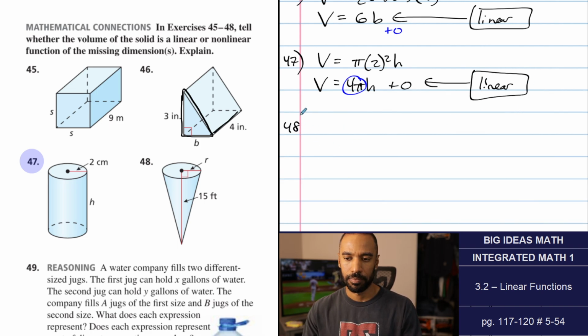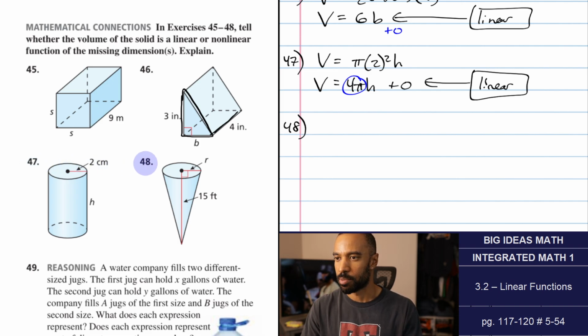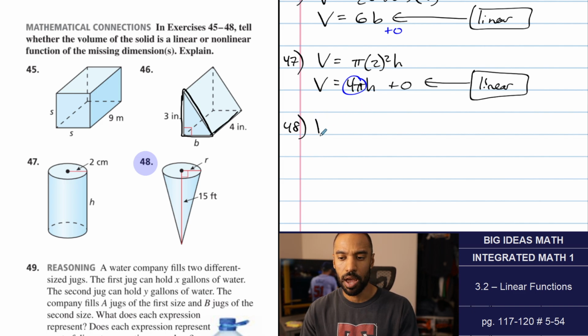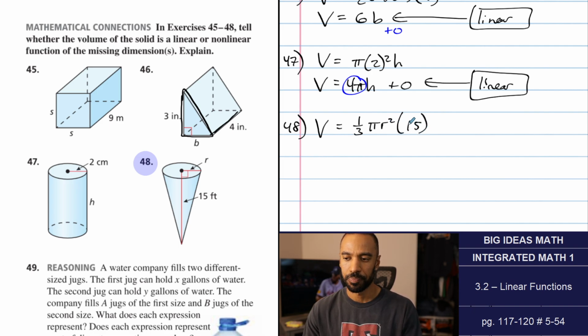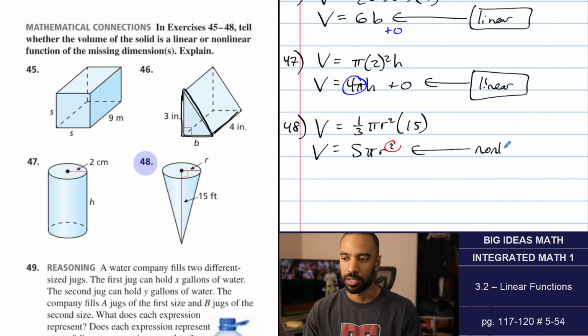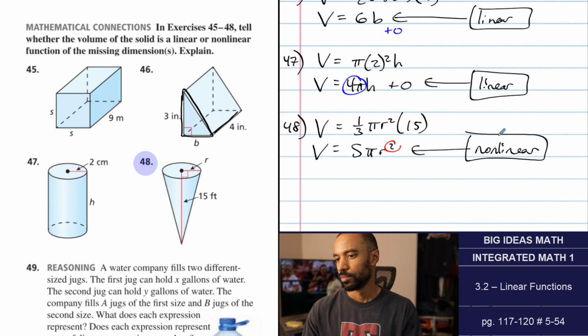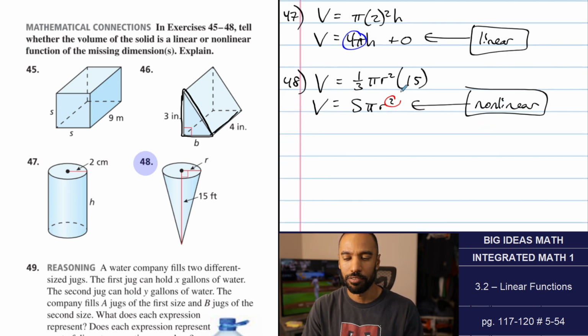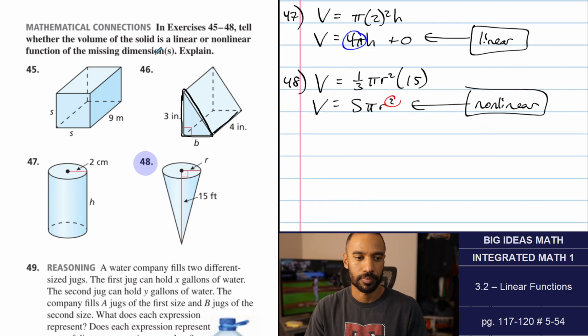Number 48, we have a cone. Cone is 1/3 the area of base times height, and this time our radius is unknown, which is probably a problem here. This is 1/3 pi r squared, and literally r, we don't know what it is yet, times a height of 15. When we simplify this, 15 divided by 3 is 5, and we get 5 pi r squared. R being this variable in a quadratic sense, because like number 45, this makes it non-linear. When graphed with r and v, it's going to be quadratic.